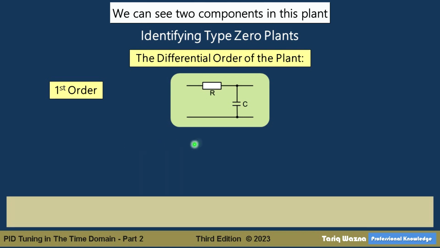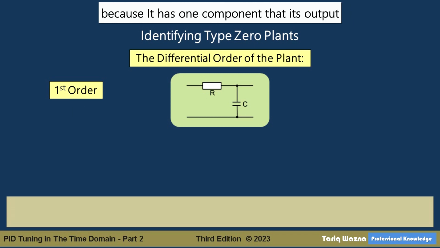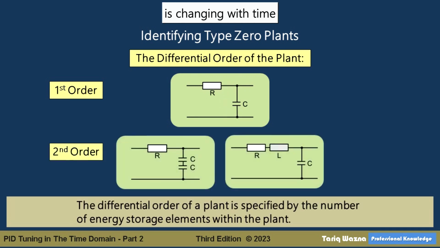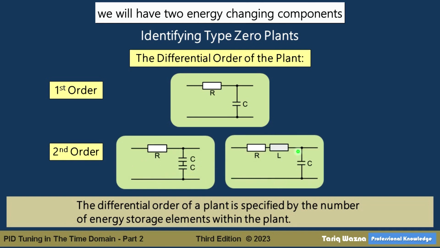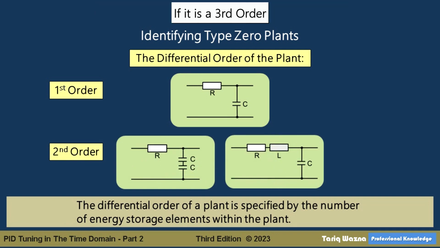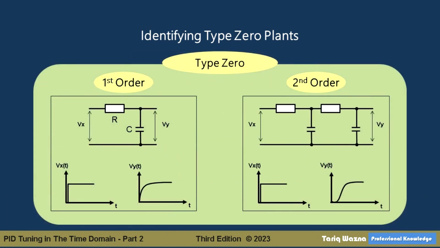We can see two components in this plant. The output from the resistance does not change with time. However, the output from the capacitor has a time-changing value. Therefore, we can represent this plant by a first-order differential equation because it has one component whose output is changing with time. If we have a second-order system, we will have two energy-changing components. If it is a third order, we will have three components, then fourth order, fifth order, and so on.